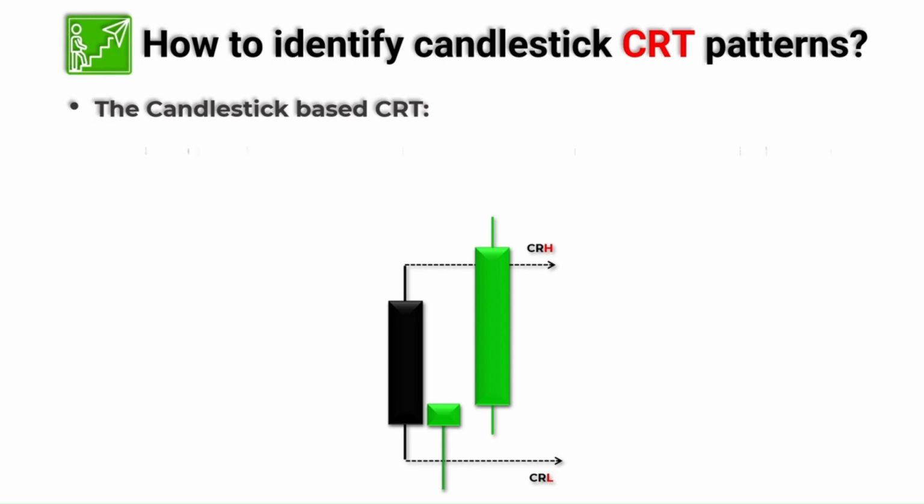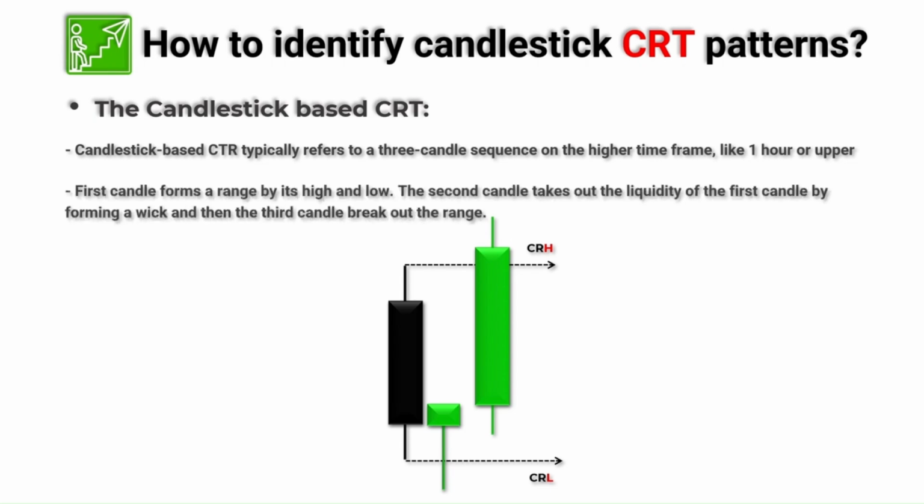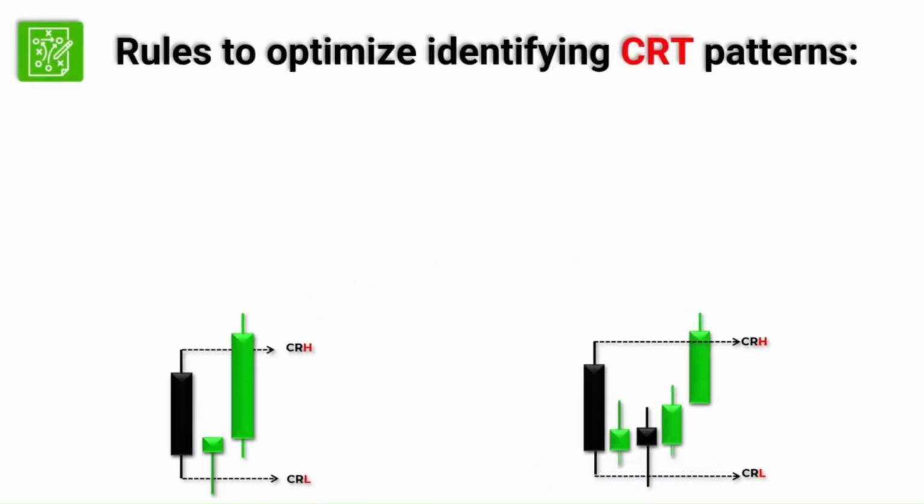In the bullish scenario, the candlestick-based CRT typically refers to a three-candle sequence on the high time frame like daily candles, where the first candle forms a range based on its high and low. The second candle absorbs the liquidity of the first candle through the formation of a wick, after which the third candle breaks out of the range. Three important rules will help to identify high-probability CRT patterns.